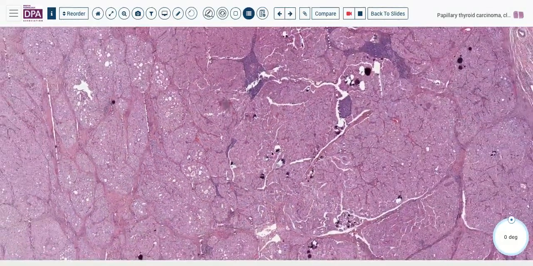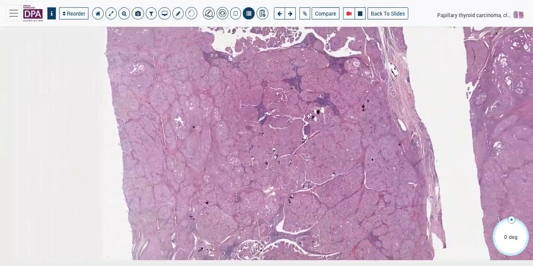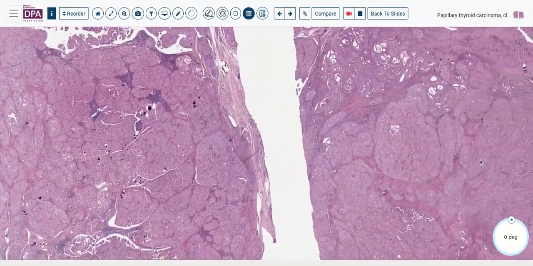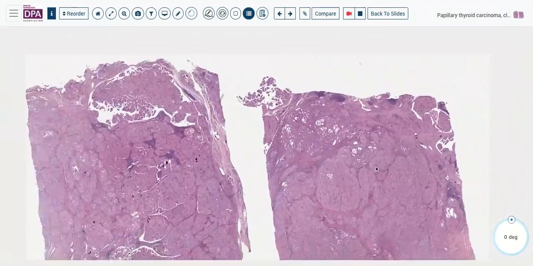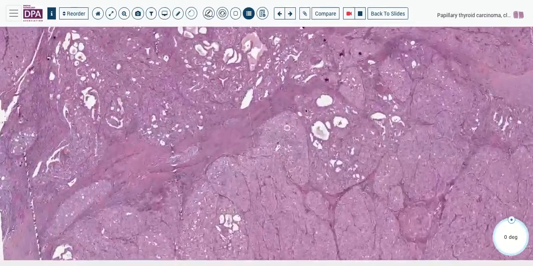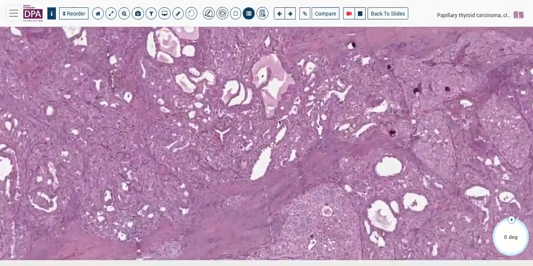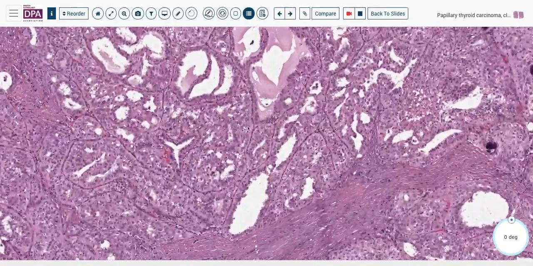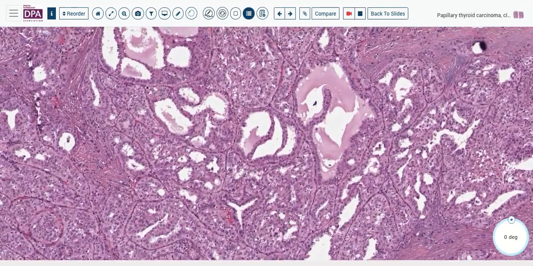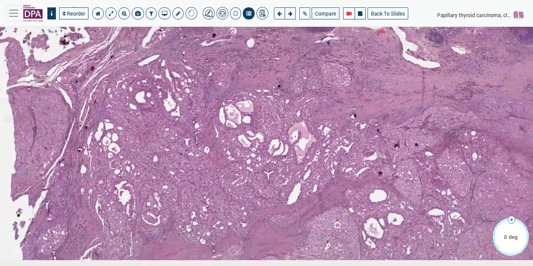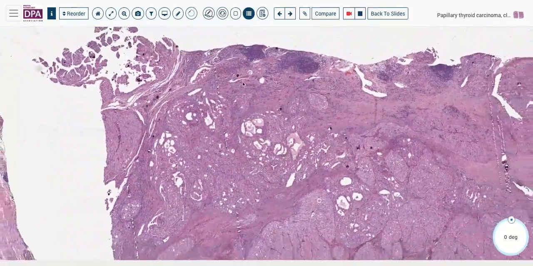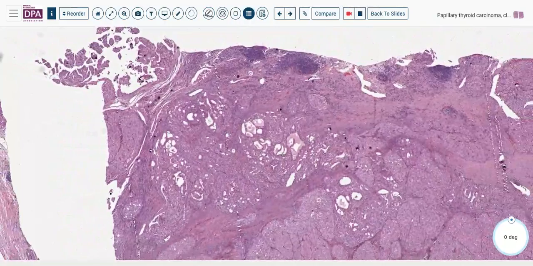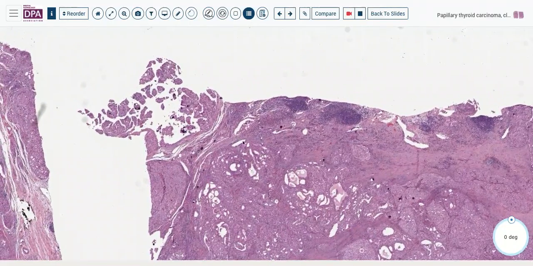A lot of psammoma bodies scattered amidst this tumor. And here in the other sections, I think we can see some more conventional type of morphology, almost papillary structures, follicular structures. And of course, invasion beyond the thyroid. Here's some conventional papillary architecture up there.